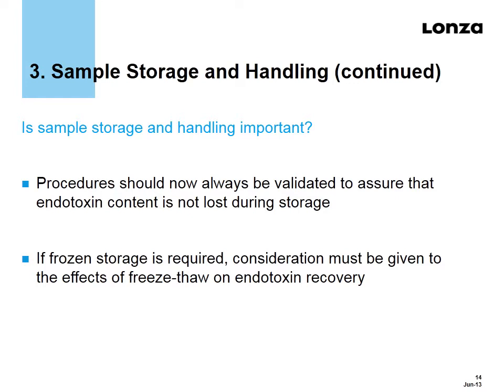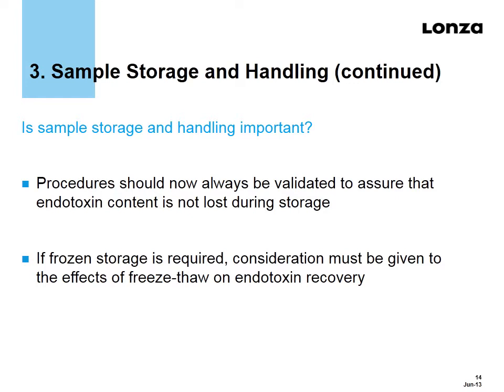Sample storage procedures should now always be validated to assure that endotoxin content is not lost during storage. This can be accomplished by spiking a sample with a known quantity of endotoxin and assaying that sample at defined intervals after storage at that temperature. For example, a sample of a drug product could be spiked at 1 EU per mil and placed at 2 to 8 degrees C. The sample would then be assayed every 2 or 3 hours to show that the endotoxin content did not drop off.